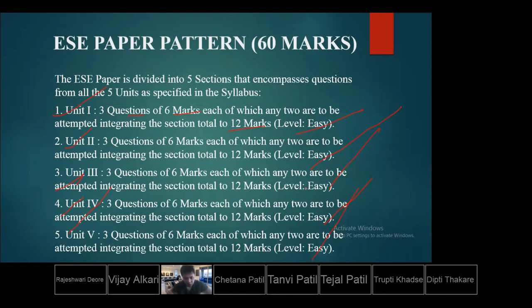Starting from unit number one, the level will be very easy. Unit number one, three questions, each of the questions very easy. Unit number two will be easy to moderate. Unit number three will be moderate. Unit number four will be moderate to difficult, and unit number five will be very difficult, some out-of-the-box thinking. This is exactly my paper pattern.